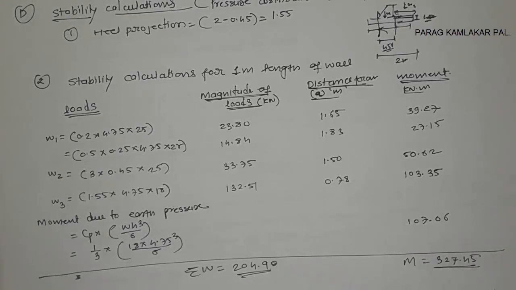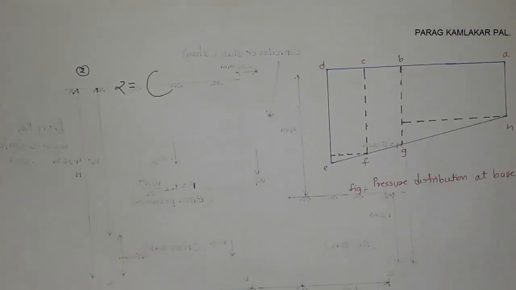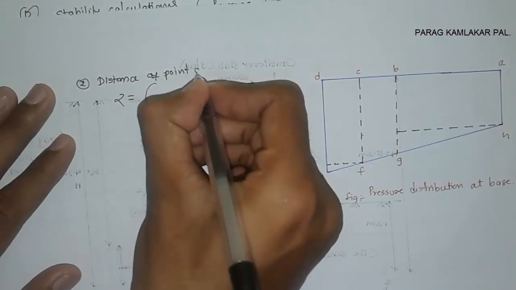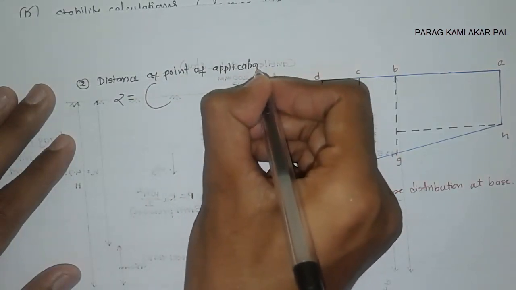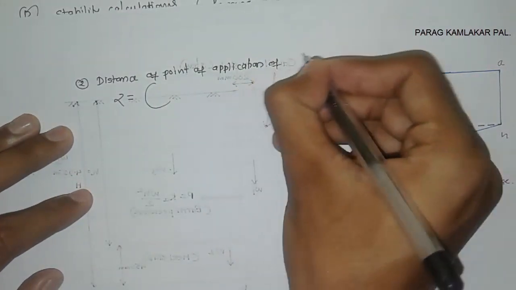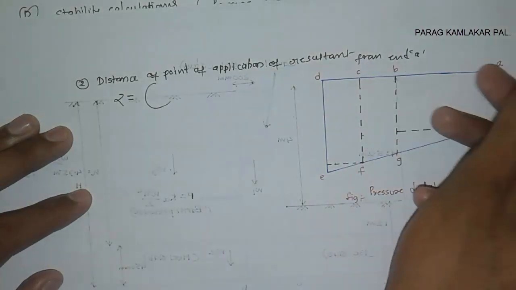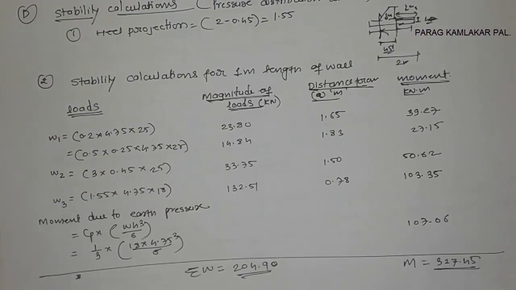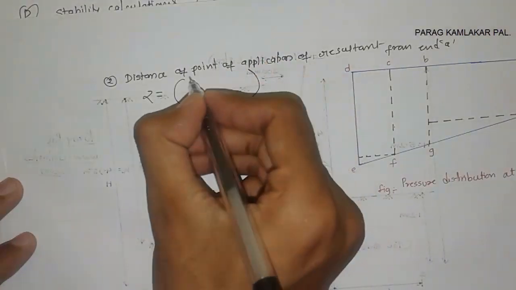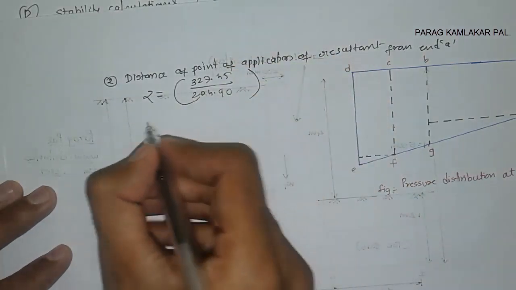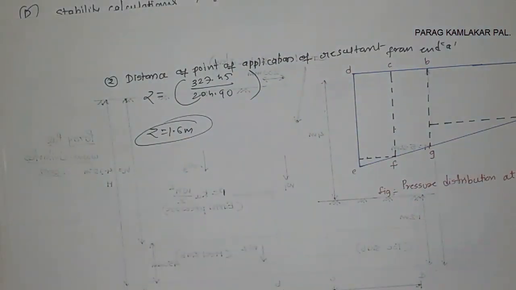Now, as I told you, we need to calculate the Z distance, which is the distance of the point of application of the resultant from end A, from here. It is the moment upon the load: 327.45 upon 204.90. So we get Z equals 1.6. The resultant acts at a distance of 1.6 meter.